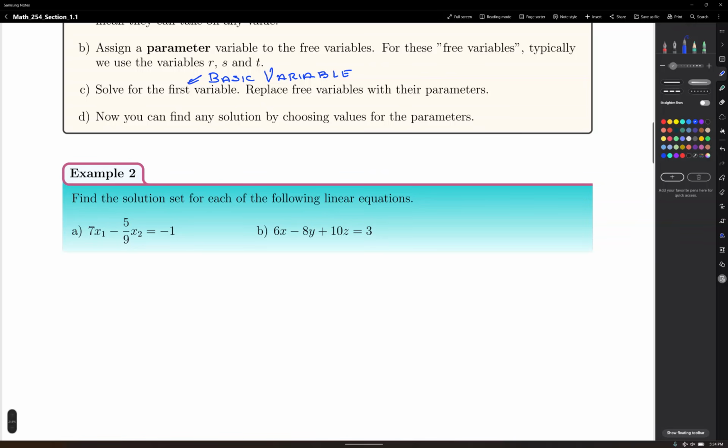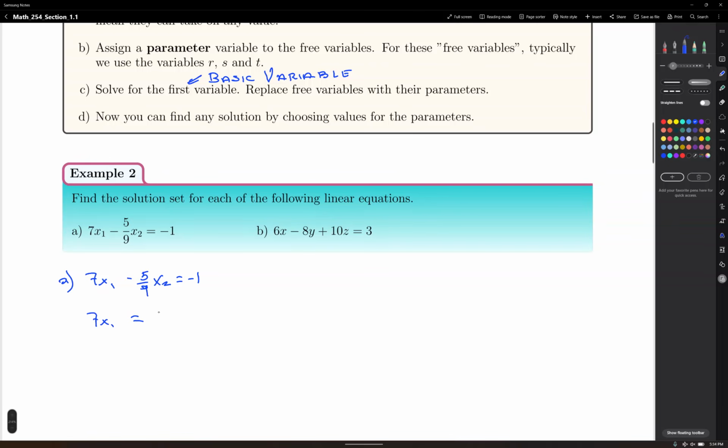You can make your free variable whatever variable you want, your favorite variable. But usually we make the first one the basic variable, and we solve for it, turning the other ones into the free variables. So for letter A, 7x1 minus 5 over 9 x2 equals -1. I'm going to solve for x1.